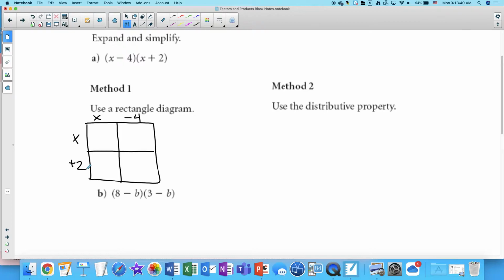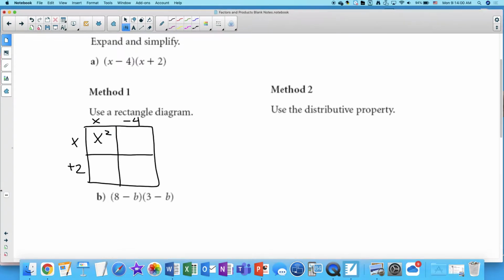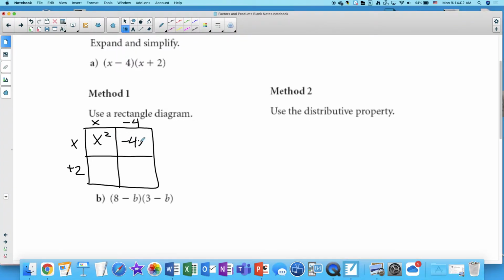Okay, and then what I'm going to do is multiply these 2 guys together to get the product, which is going to go in there. So x times x is x squared. X times negative 4 is minus 4x. And then 2 times x, 2x. And 2 times negative 4, negative 8, right?